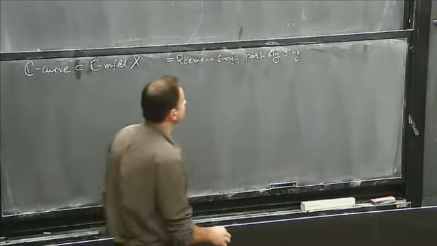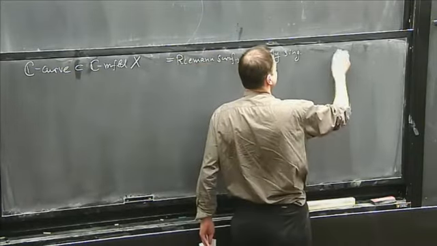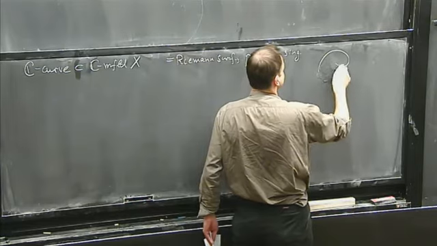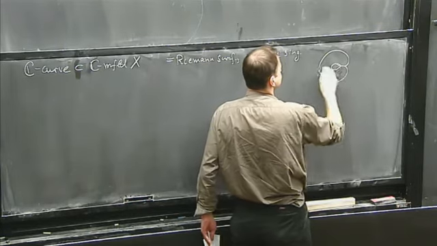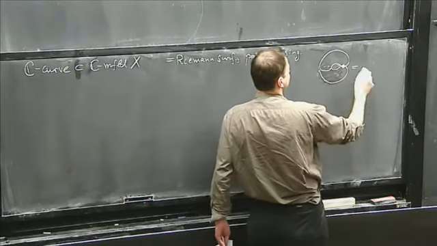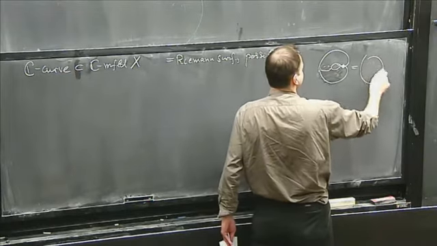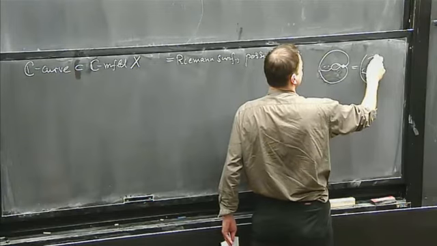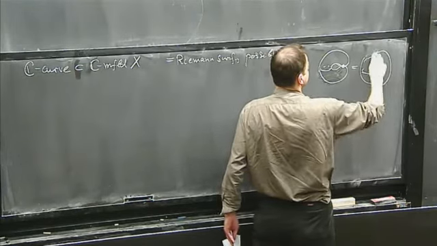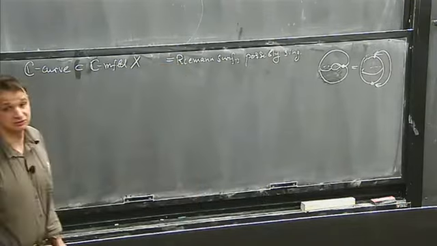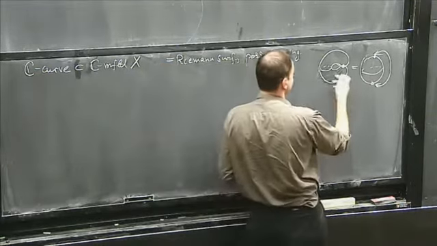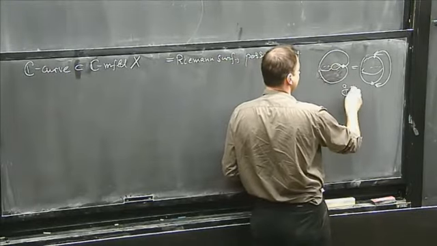Well, so what does this mean? It could be something like this. You should think of this as being essentially a sphere with two points identified. And so the sphere has genus zero. So since this is basically a sphere, I'm going to call this genus zero also.